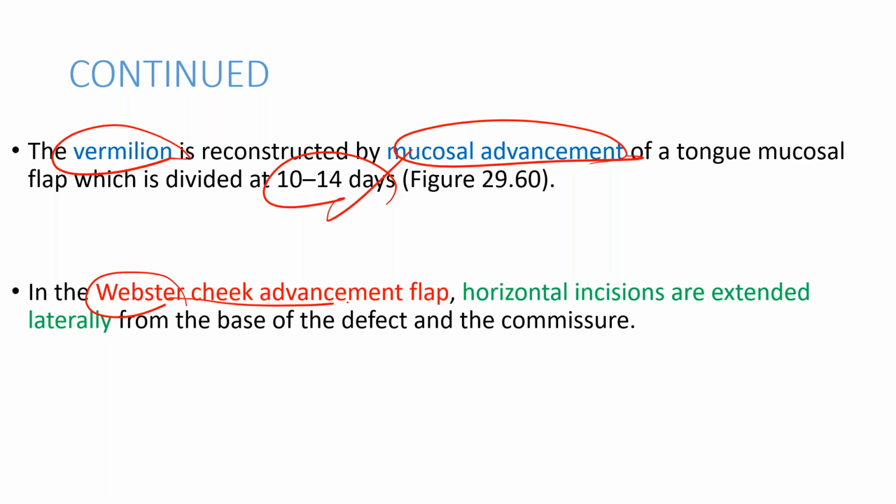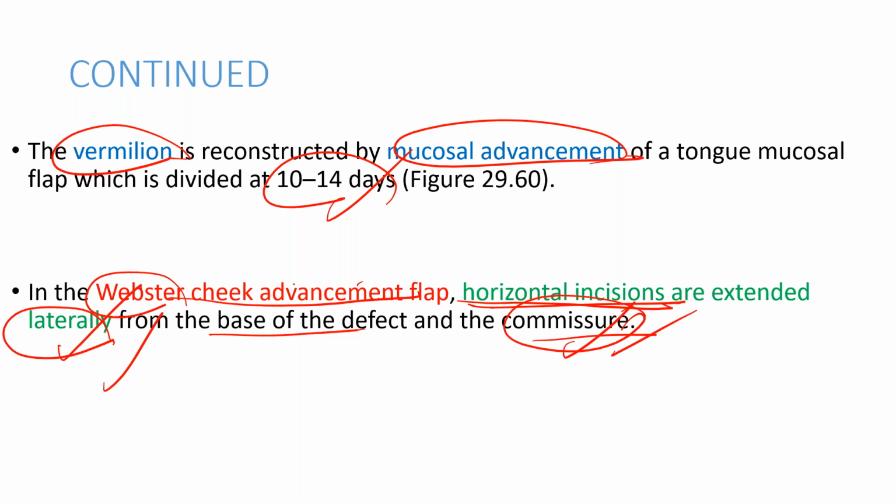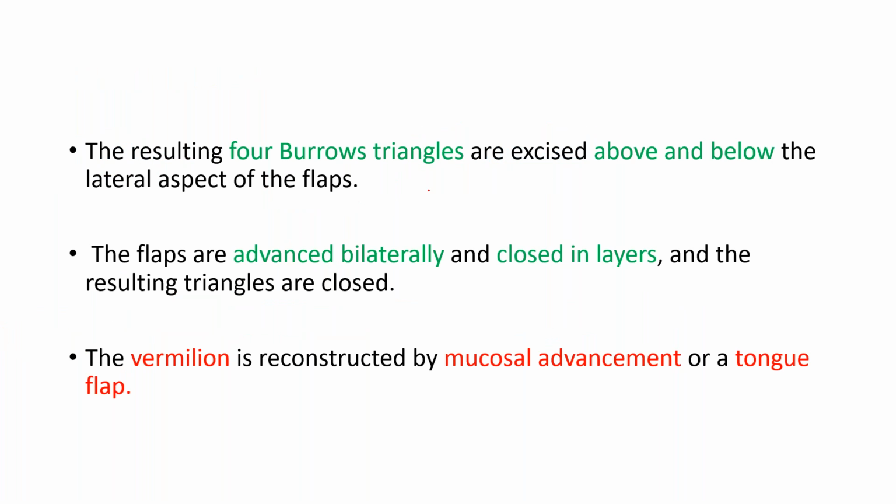So Webster cheek advancement flap is one more type wherein horizontal incisions are done laterally from the base of the defect and the commissure. At the oral commissure level, that is called the Bernard Webster flap. I already told you. So it helps in formation of Burrow's triangle.